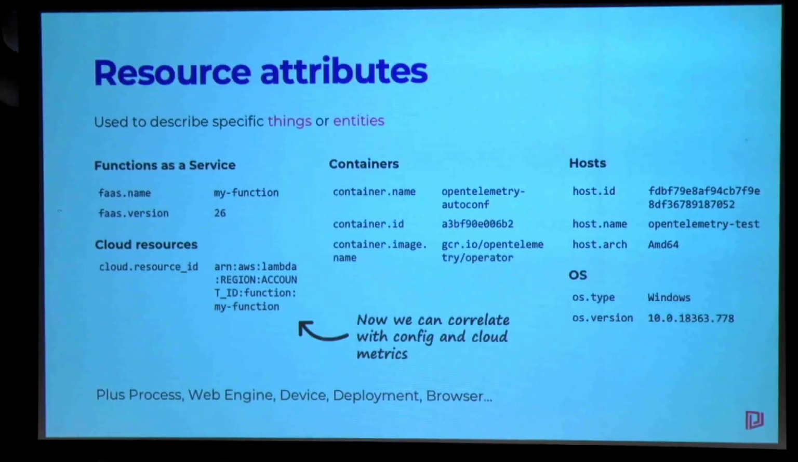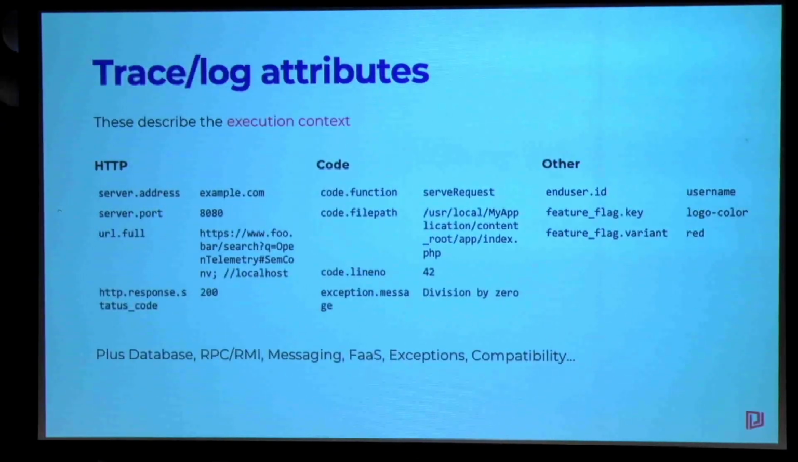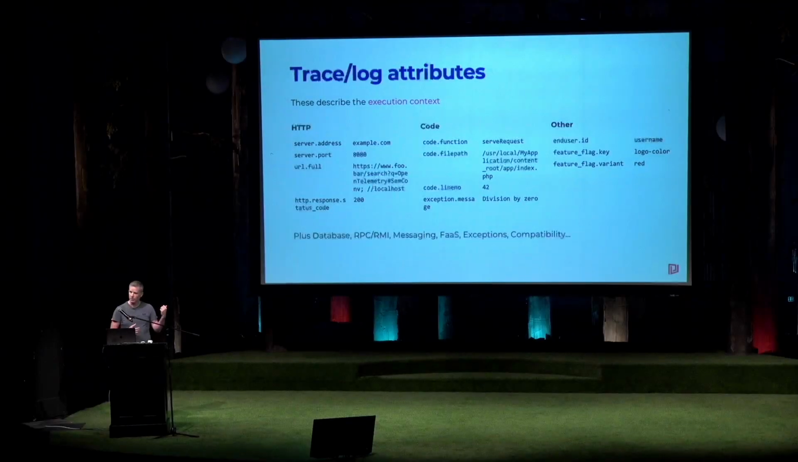So as well as resource attributes, semantic conventions define some trace and also log attributes. They can be used in either. And these describe the execution context. So if you're making an HTTP call out to a server, what's the information about that server? If you're logging something from a particular bit of code, like an error, you can include the code specifics. And I like these on the end, the other pieces here.